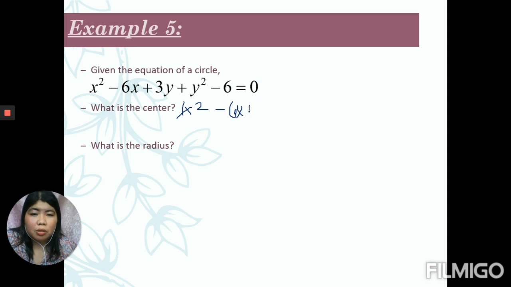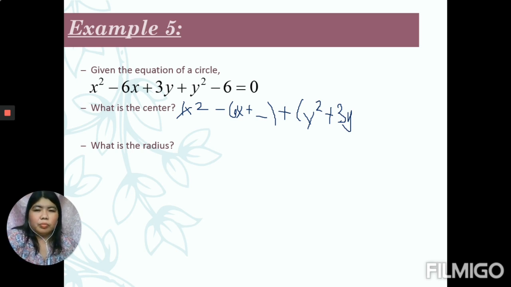Tapos, meron siyang kulang, yung dulo ng trinomial. Kaya nga tinatawag natin siya completing the square. Kukumpletuhin natin itong nandito sa space. Tapos, plus, yung sa y, kunin nyo na muna yung y. So, unahin nyo na yung may square: y squared plus 3y plus yung kulang, so, blank.